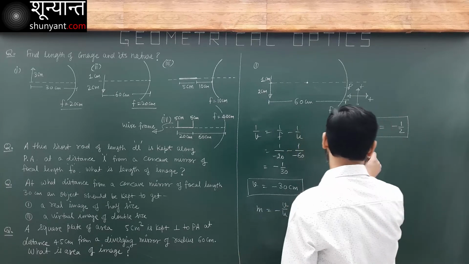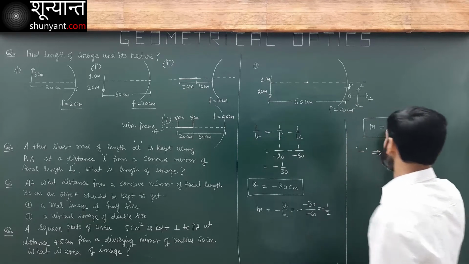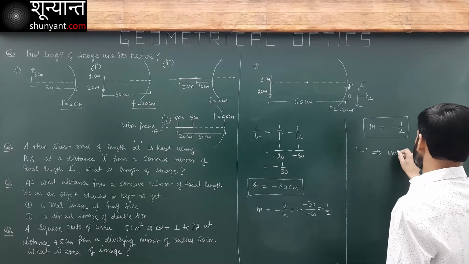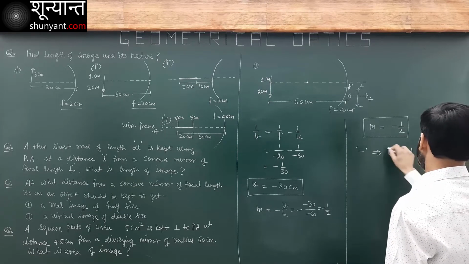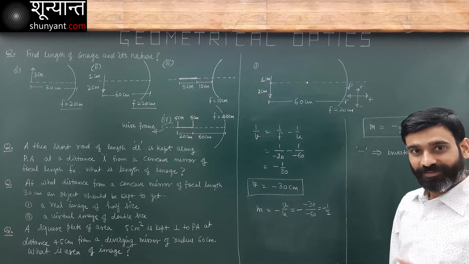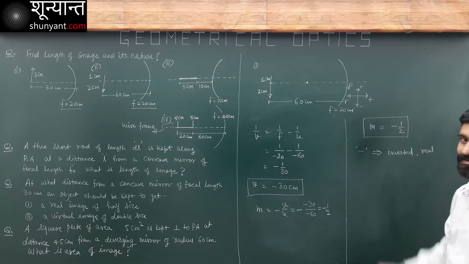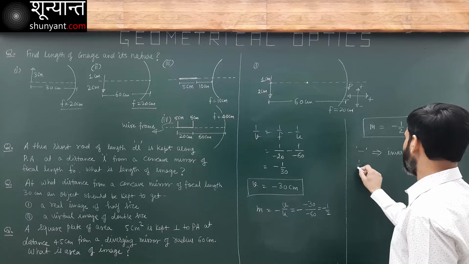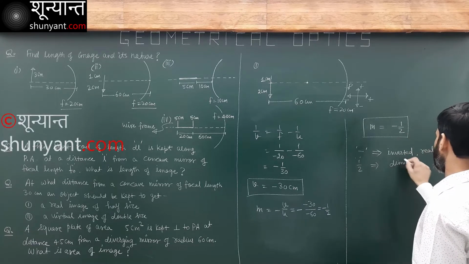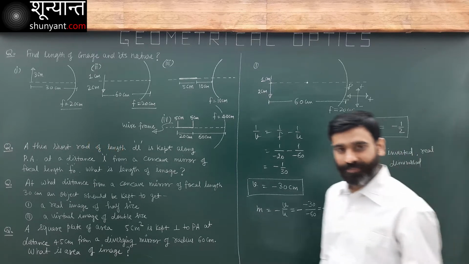Understand this minus sign. Magnification is negative. What does it tell me? It tells me that it is an inverted image, and thus it will be real. It is inverted, so it is going to be real. My image is going to be real. And what does the half tell me? It tells me that the image is going to be diminished. The image is going to be half the size of the object.